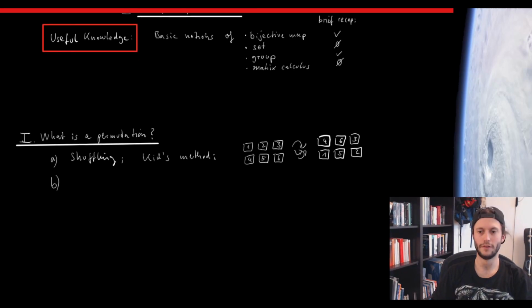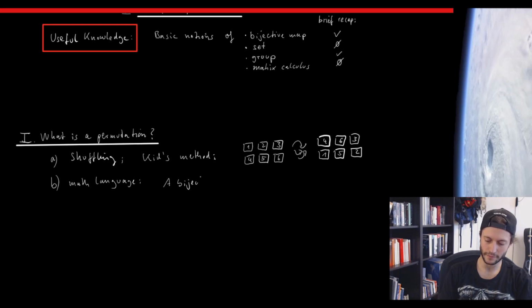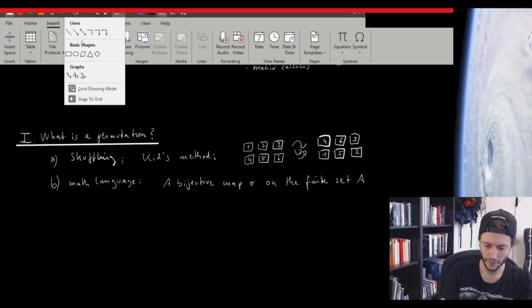But we want to have a more precise language, the mathematical language, or the definition of a permutation. So what a permutation really is, I write it down first and explain the notions then. It is a bijective map, let's call it sigma, that's common notation, on the finite set A.